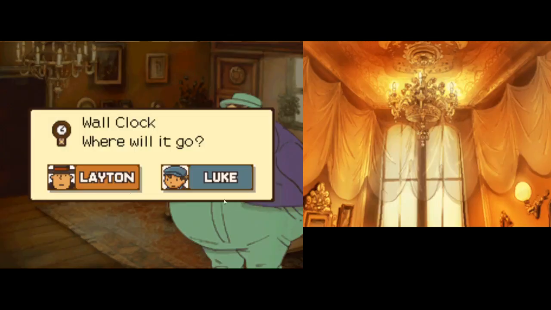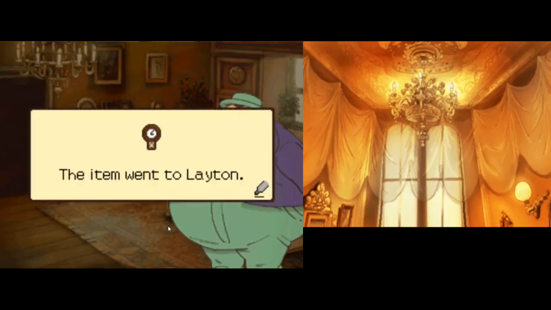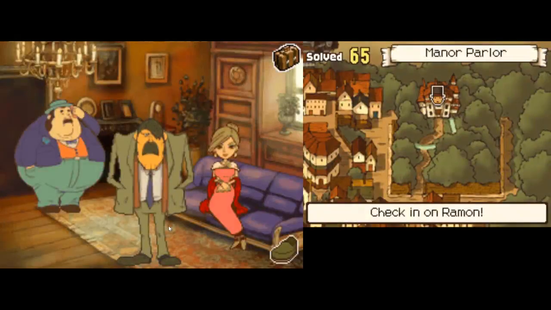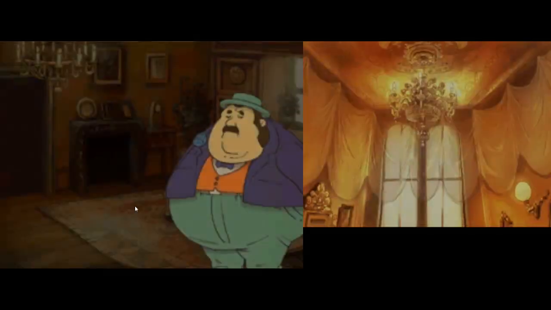A clock. I think I'll give this to Layton. Why do I get the feeling that he has another puzzle waiting for me? Only one way to find out, though.